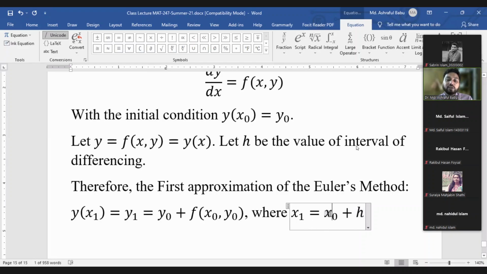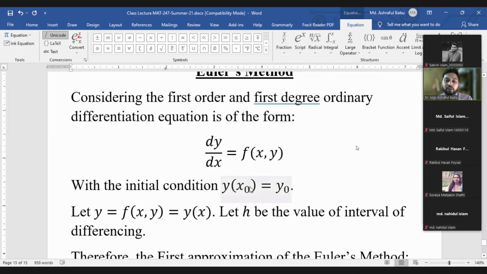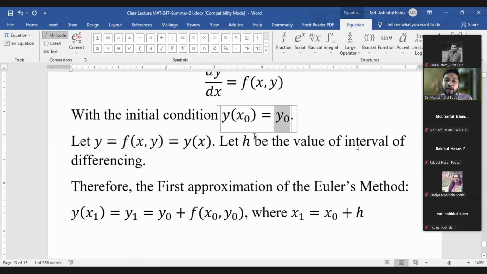x0 will be given as an initial condition, and y0 is also given as an initial condition. These two points will be given. So how can you find the value of x1? We have to add the value h to x0. And this h has to be approximate, that means you have to consider the value of h, and it should be a very small part. If the value of h is very small, then you will get a better result.